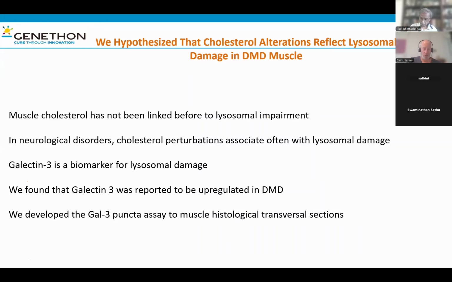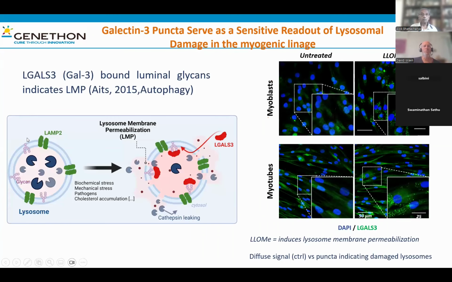So let's use precisely this biomarker to see if there is damage of the lysosome in the muscle. And this is what we do here. Normally the lysosome is double membrane encapsulated, and galectin cannot go in. But once you have damage of the membrane of the lysosome, glycans in the lumen side of the lysosome are exposed, and the galectin will go in and will make what is now termed galectin-3 puncta.